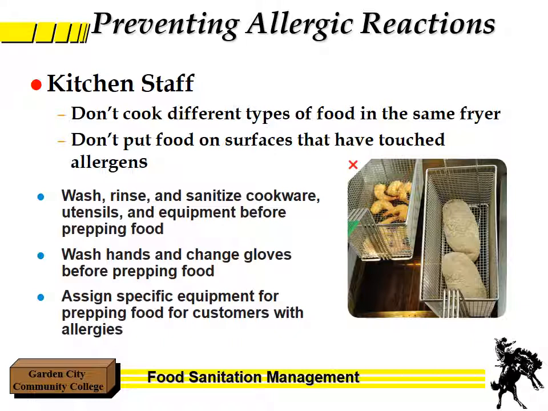This is kind of looking at preventing allergic reactions by people in a kitchen, and you can kind of read through these, but it's just some common sense: don't cook different types of food in the same fryer. That could cause a problem if somebody's allergic to a certain type of protein. They might not be able to have their fried potatoes out of the same one. Don't put food on surfaces that touch allergens. If somebody's crushing peanuts for a sundae and they don't wash it really good and they use something else on it later, chicken breast, it could contaminate it.